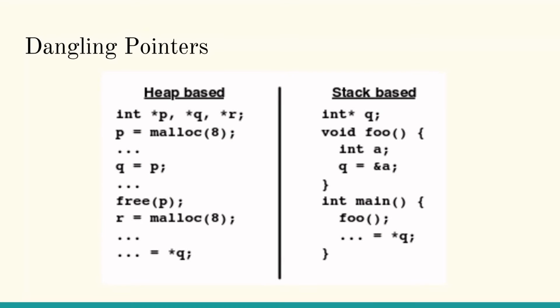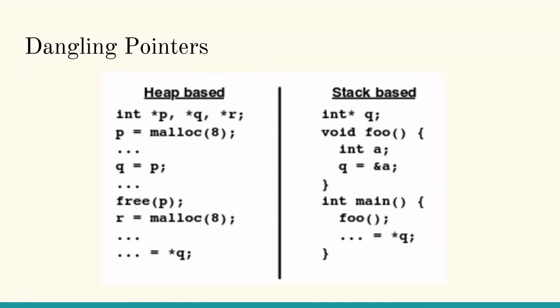We'll first look at two temporal violations. The first is on the left, heap-based. You'll see that a pointer is first allocated, then a second pointer is put equal to the first pointer, and the first pointer is freed. But in the end of the program, you see that the second pointer is still used. However, the first one was freed.